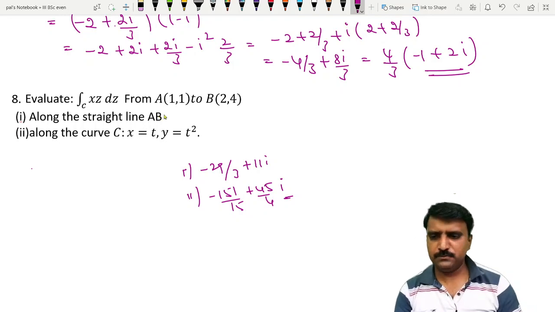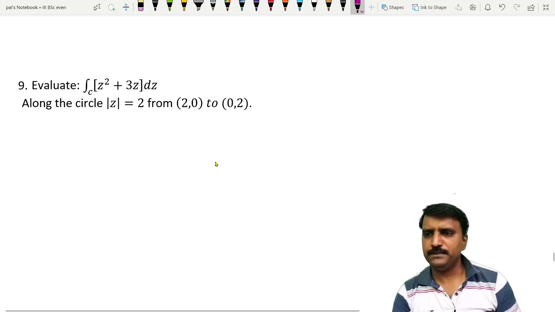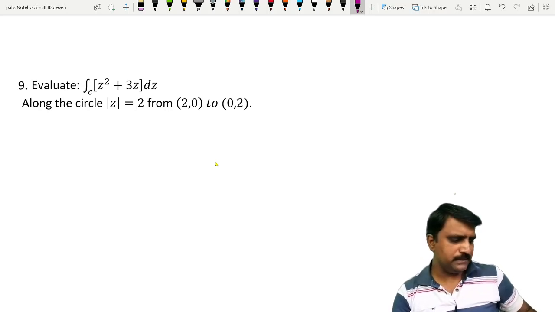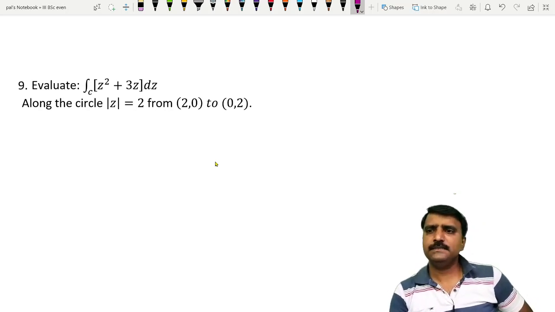So take one more problem, a different type. Evaluate the integration over C of z square plus 3z dz along the circle, that is mod z is equal to 2.